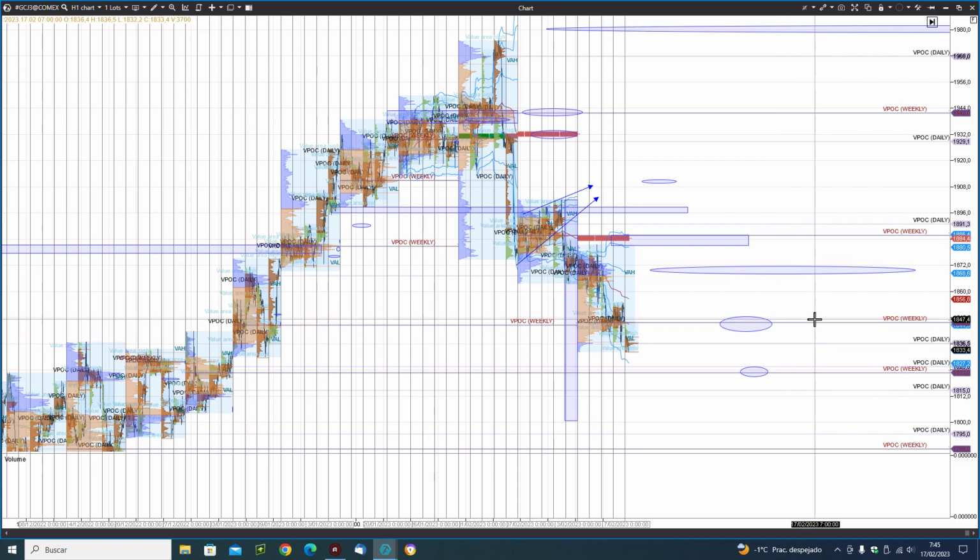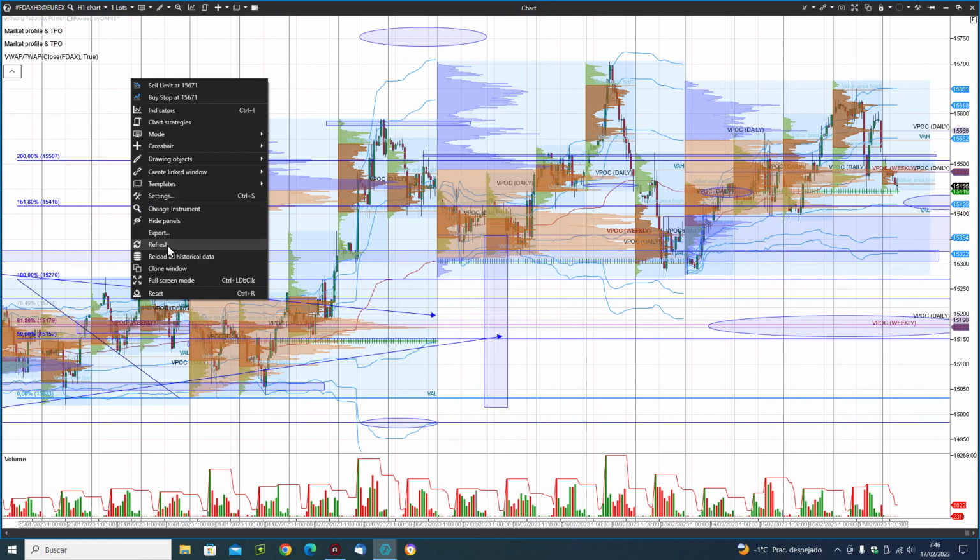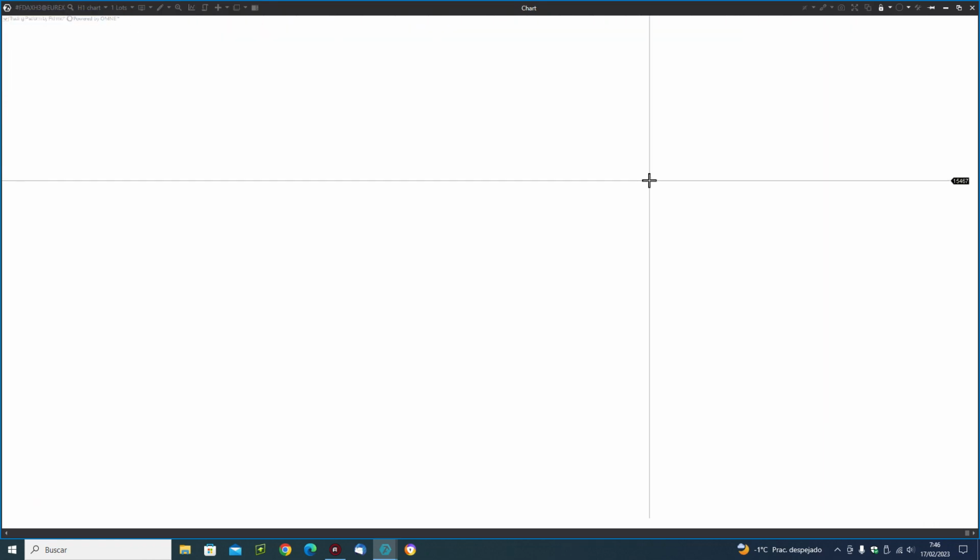Well, about higher targets. First one, very clear, weekly VPOC, the current weekly VPOC at 1,846. Second one, this high volume node at 1,868, and finally this weekly naked VPOC at 1,885. And last instrument, DAX.